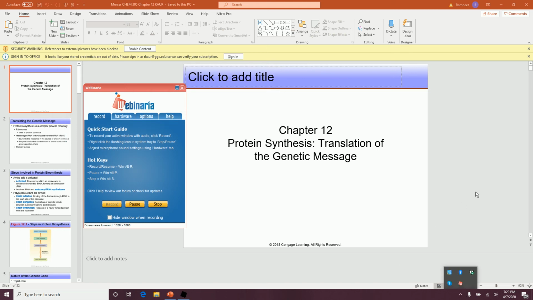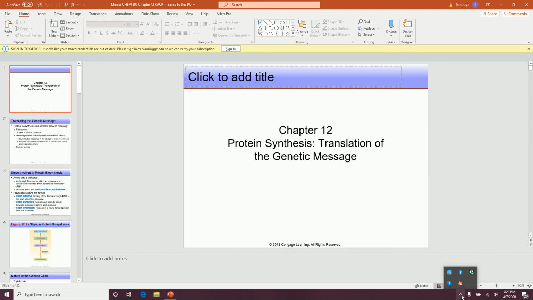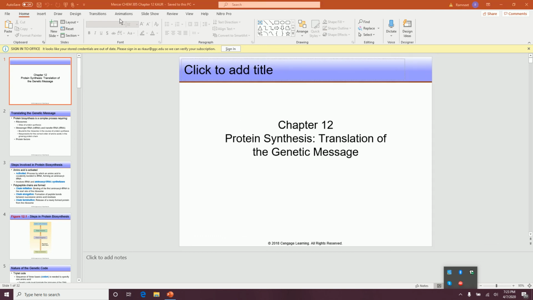Now we're going to discuss chapter number 12. In chapter number 12, we are going to discuss the process of translation. This is the second step in gene expression. First of all, in this chapter, we are going to talk about the different components which are required in this process, which involves transfer RNA and ribosomes. First of all, we will talk about what they are, how they are, and what the structure is. Then we will talk about the process of translation.